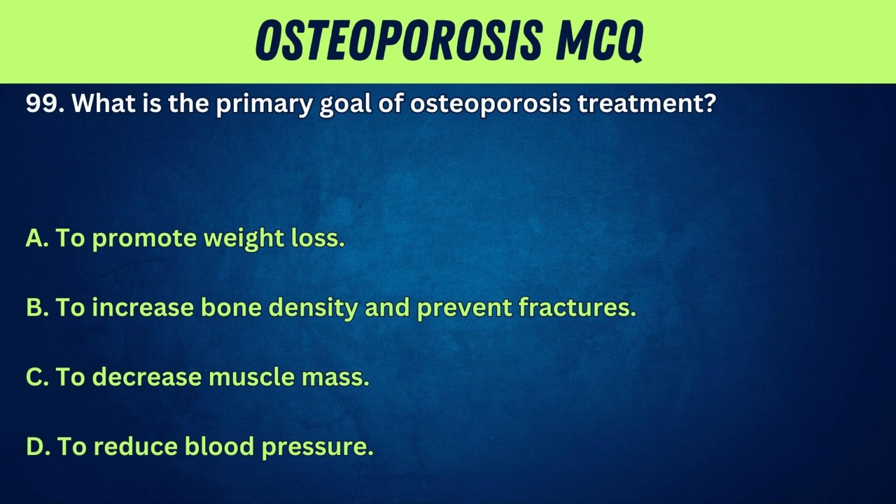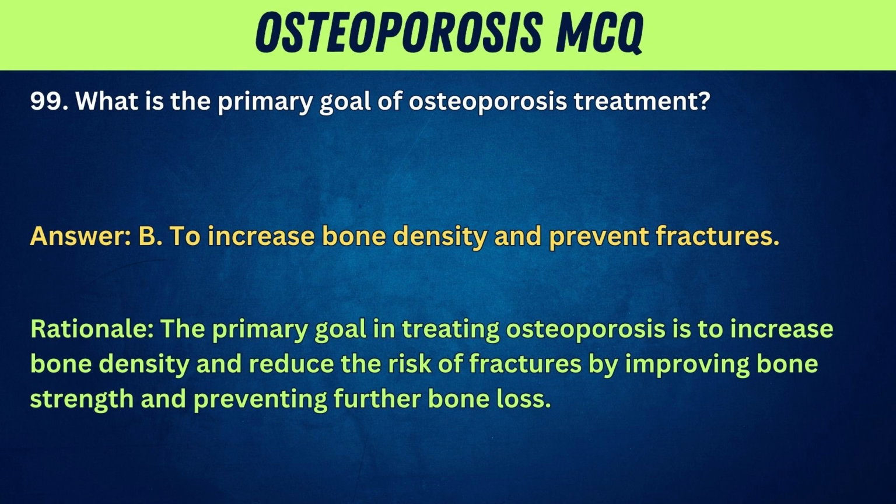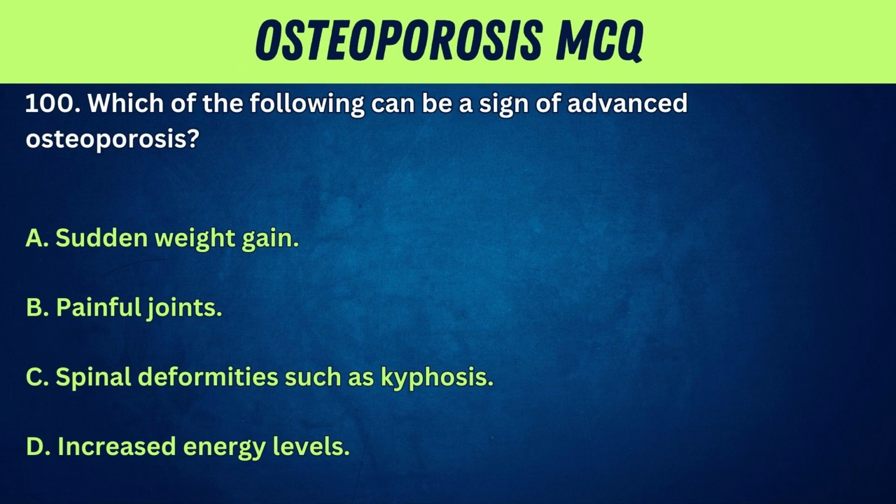A. To promote weight loss. B. To increase bone density and prevent fractures. C. To decrease muscle mass. D. To reduce blood pressure. Answer: B. To increase bone density and prevent fractures. Rationale: the primary goal in treating osteoporosis is to increase bone density and reduce the risk of fractures by improving bone strength and preventing further bone loss. 100. Which of the following can be a sign of advanced osteoporosis?